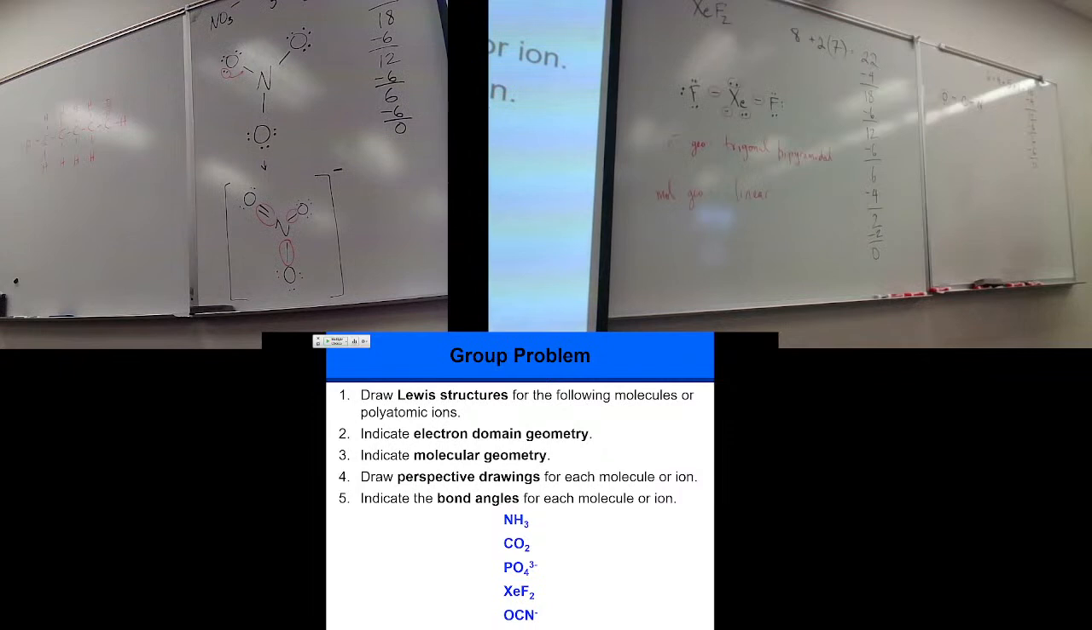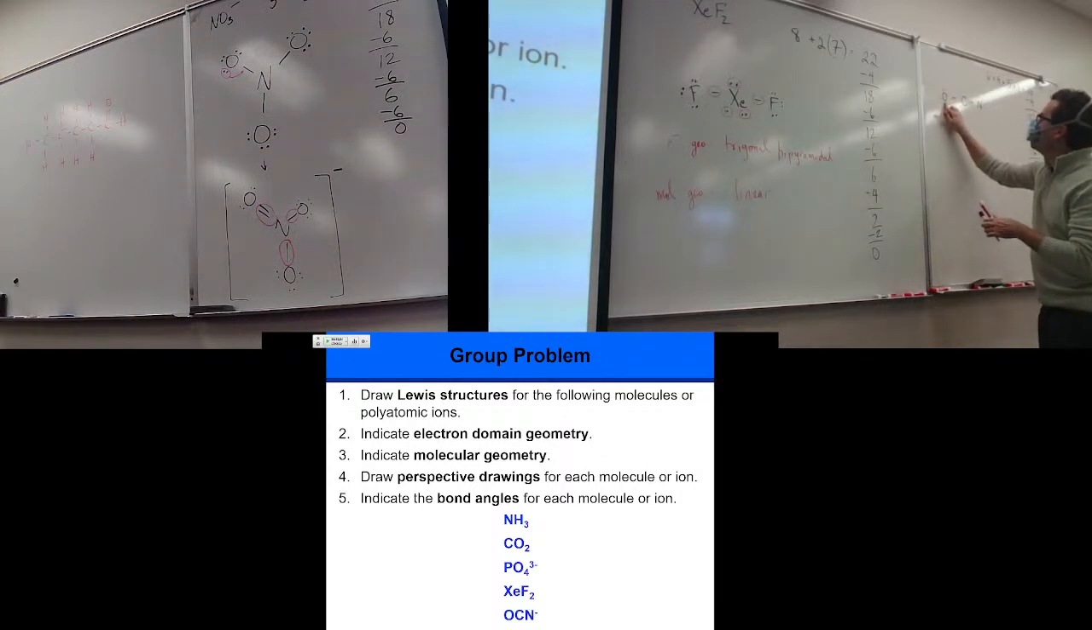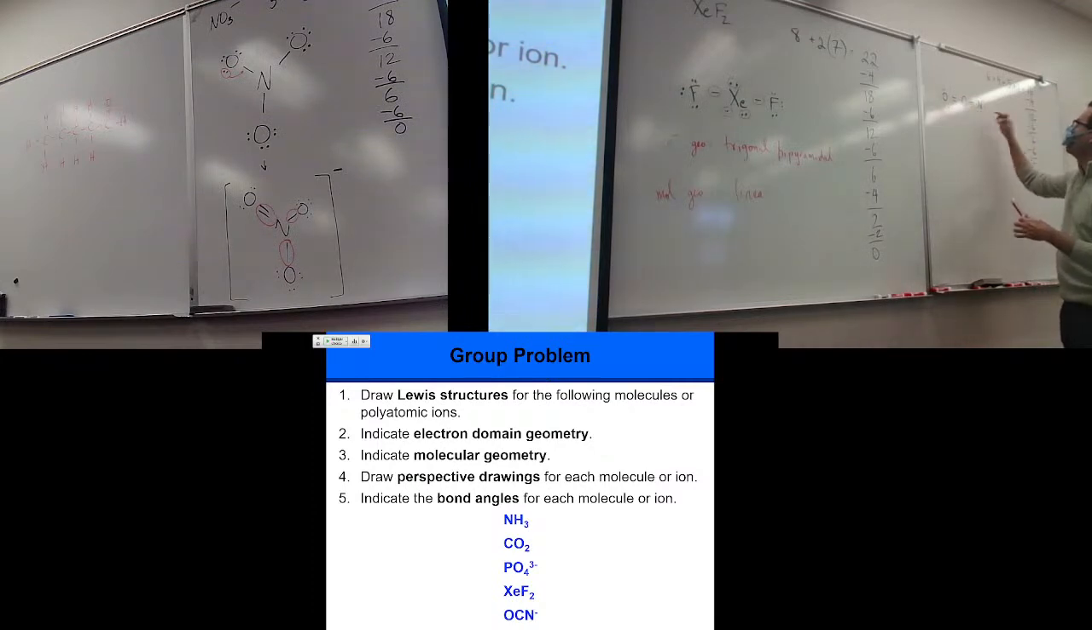So I need 4 extra electrons on this carbon. Do I move 2 lone pairs from the nitrogen, do I move 2 lone pairs from the oxygen, or do I do 1 each? So let's do 1 each first. If I take this pair and move it here, and I move this pair and move it here, that is a Lewis structure.